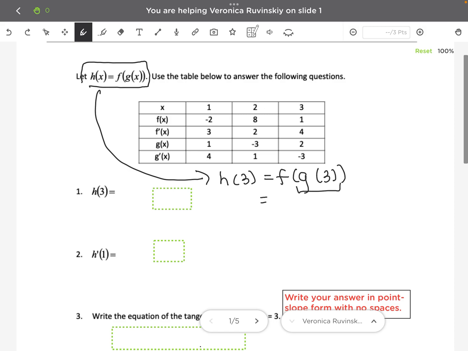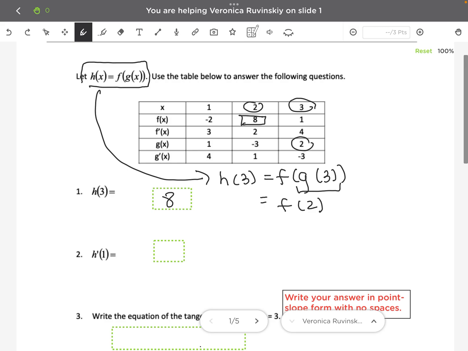Using the table, at x equals 3, g of 3 is 2. So this gives me 2. And then f of 2, at x equals 2, f of 2 is 8. So this value is 8.